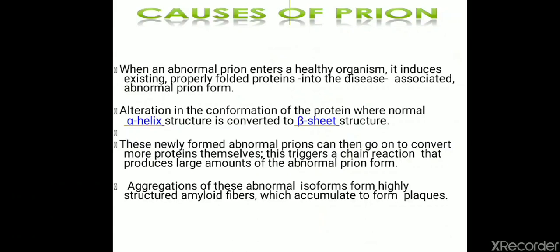The normal prion protein has an alpha helix configuration and is water soluble in nature, but the abnormal prion protein has a beta pleated sheet configuration and is water insoluble in nature. That is why they aggregate within the neuronal cell, resulting in neurodegenerative changes. And when this abnormal prion protein interacts with another prion protein, it converts that normal prion protein into another abnormal one. So, they initiate a chain reaction. That is why they are known as infectious particles.